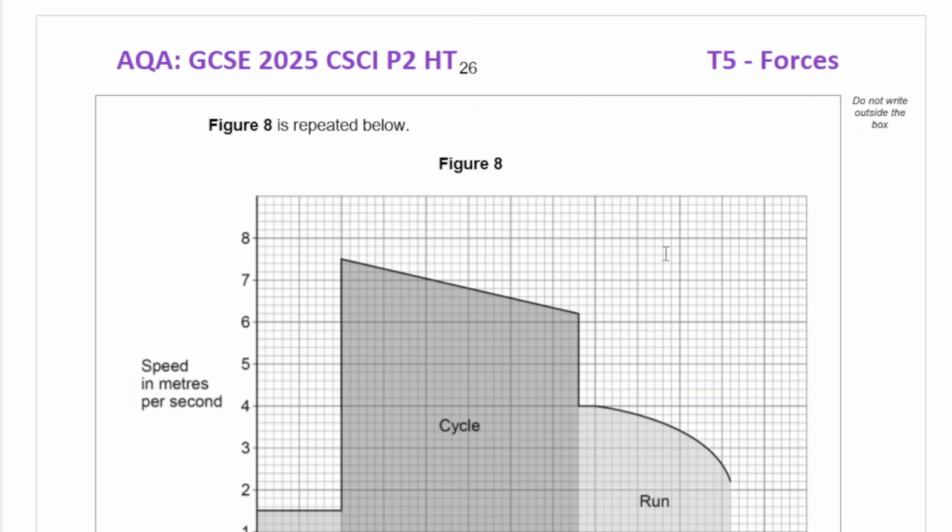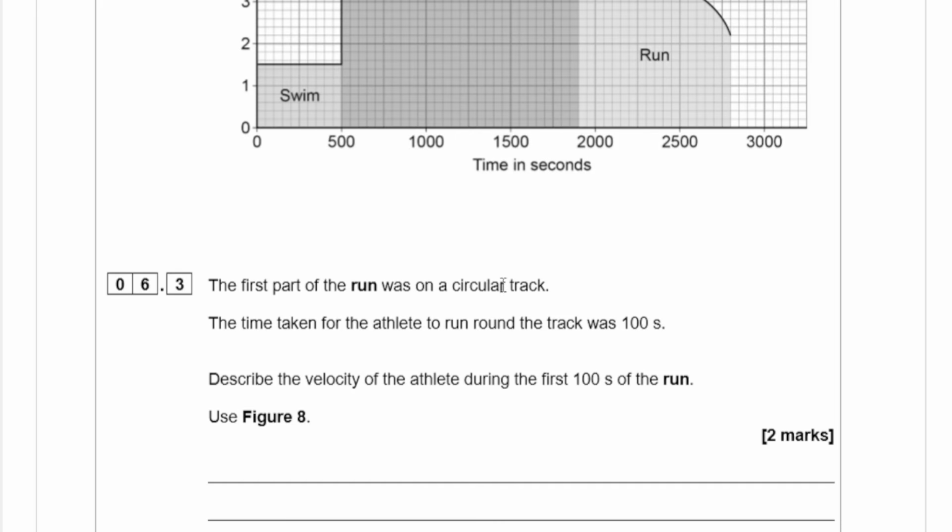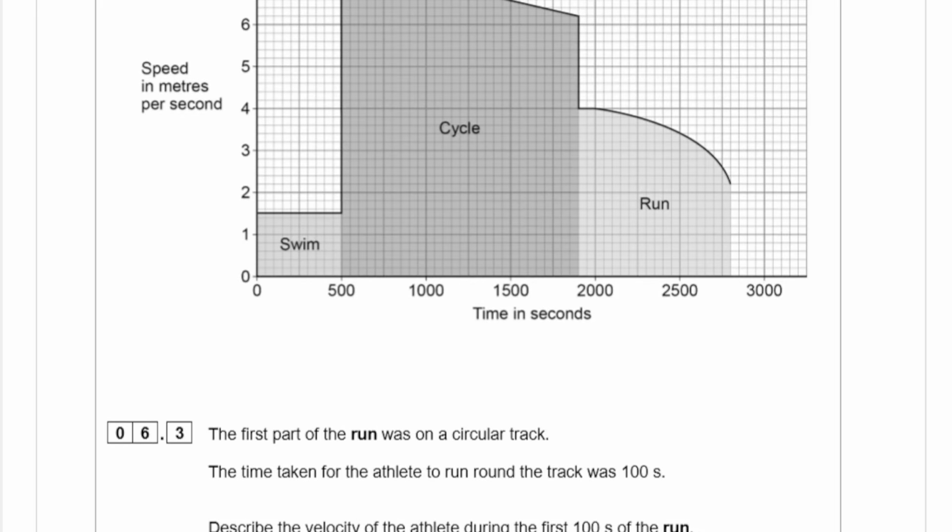Figure 8 is repeated below. The first part of the run was on a circular track. Now, where is the running beginning? The running section is here. The first part of the run is actually this section. See that flat line? And that's the first part. And the time taken for the athlete to run the track was 100 seconds. So from there to there, remember we had 1900 there. So that's the 100 seconds there, the first part of the running.